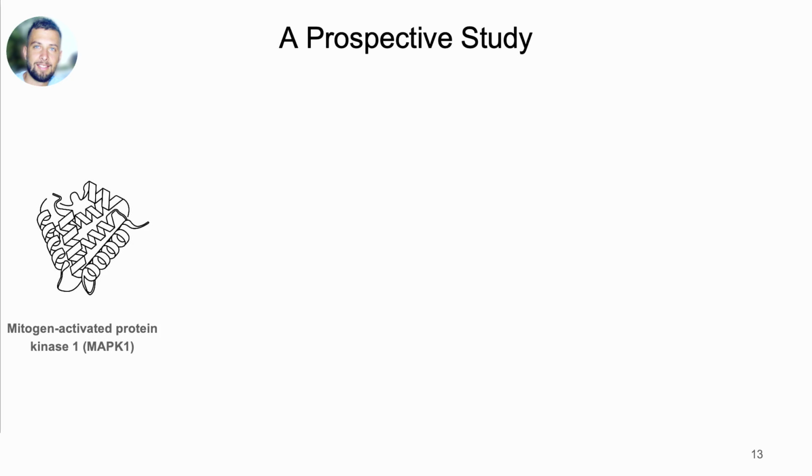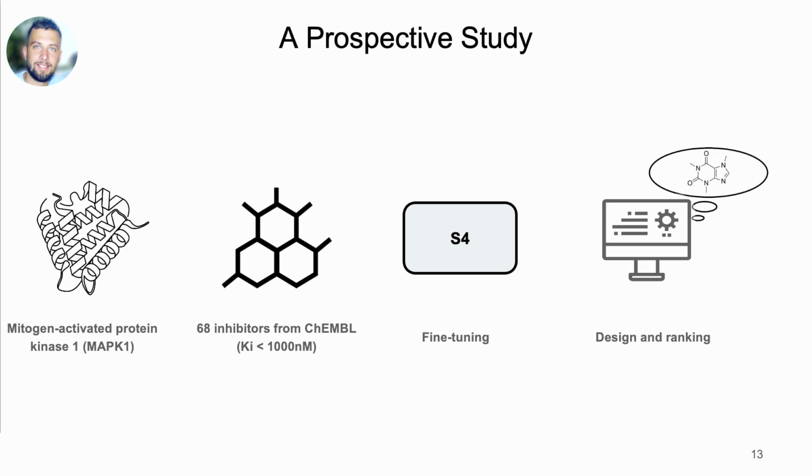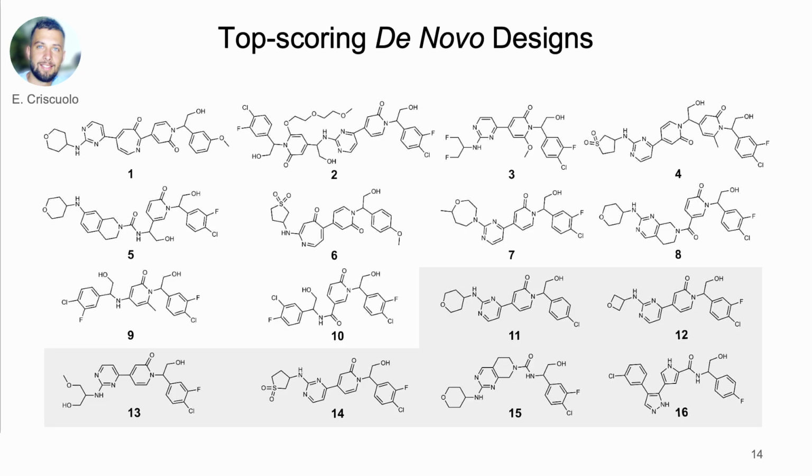Okay, and of course, in the end, we want to design, not just rank actives and inactives. And to test S4's capabilities on that, we design a prospective study. We fix a protein, MAPK1, and then we create binders to this protein from Campbell. We again fine-tune S4, using those strong binders, and then design and rank, and of course, evaluate, this time using molecular dynamic simulations.